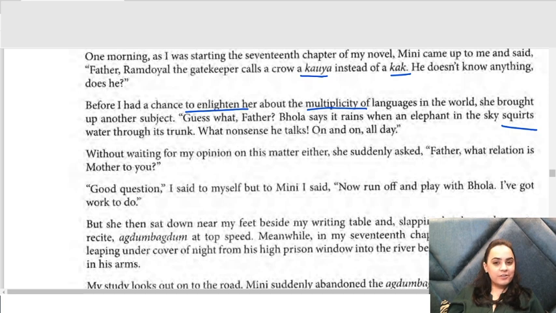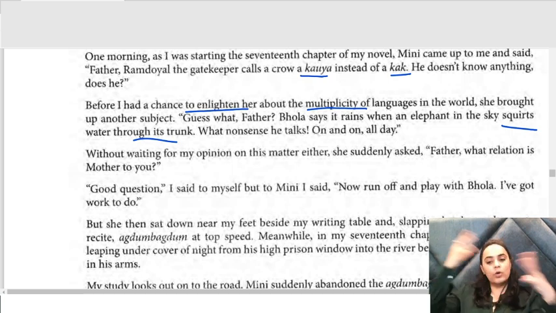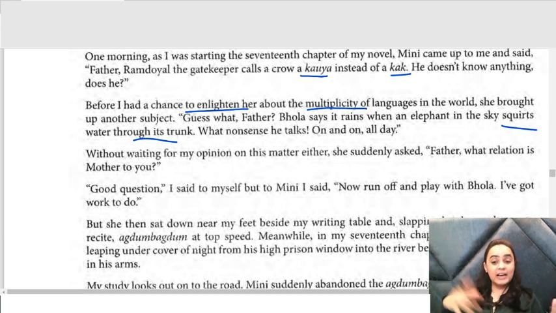So she told her father that Bhola would say that when an elephant lifted its trunk and squirted water out of it, that is when it rained. So she again made fun of Bhola and said, what nonsense he says. And he says all this all day long.